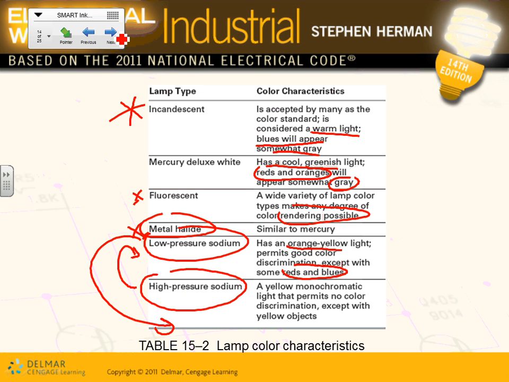The description is switched, because low pressure sodium is the one that's yellow, black and white, and basically permits no color discrimination. So low pressure sodium, great fixture except no color discrimination. You can't see which color your equipment is. Any comments, guys? Any questions about these fixtures?